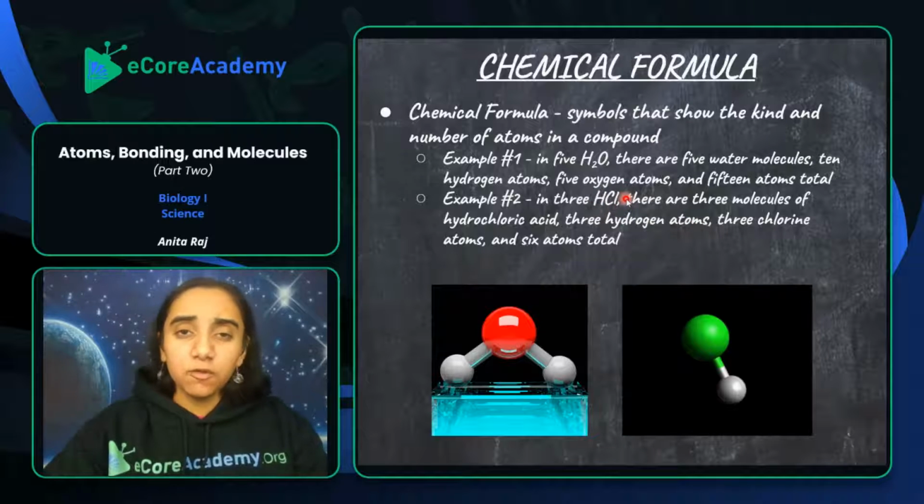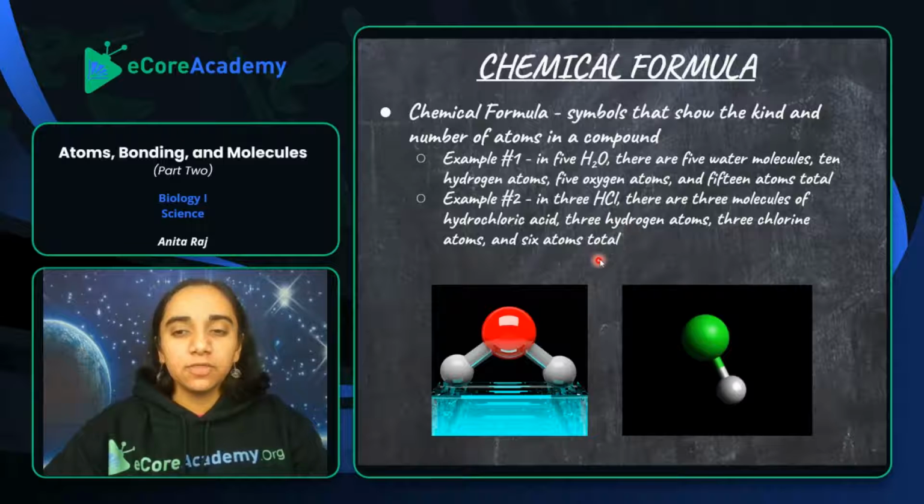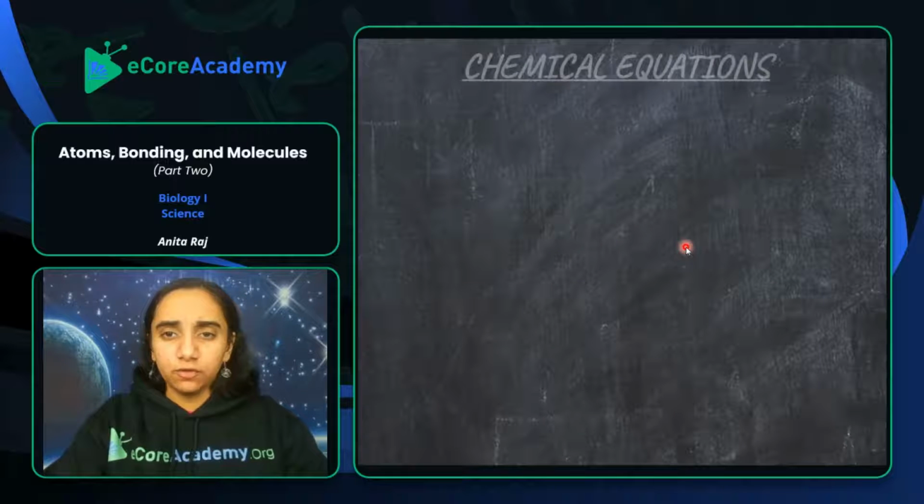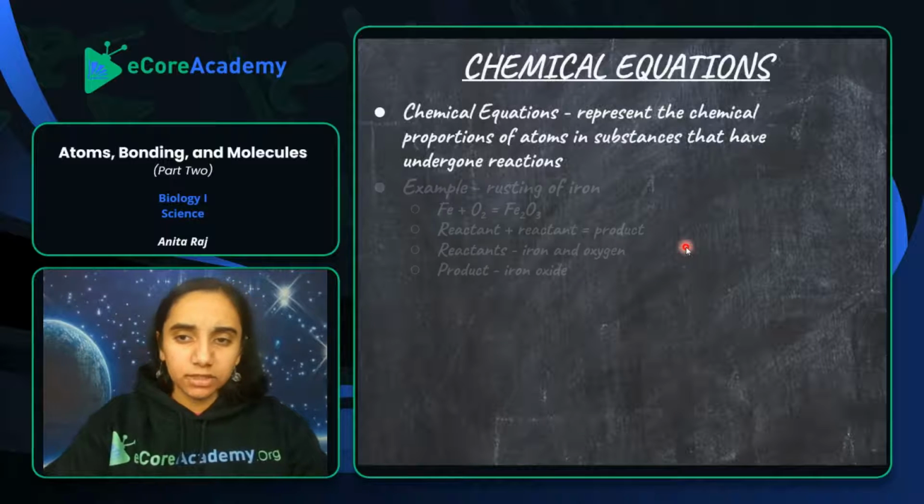And we also have 1 chlorine atom per hydrochloric acid molecule. Because we have 3 hydrochloric acid molecules, we have 3 times 1, so 3 chlorine atoms. If we add the 3 hydrogen atoms to the 3 chlorine atoms, we have 6 atoms total. So that is interpreting chemical formulas. Now let's talk about chemical equations.